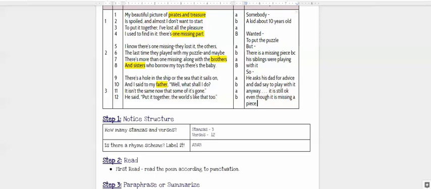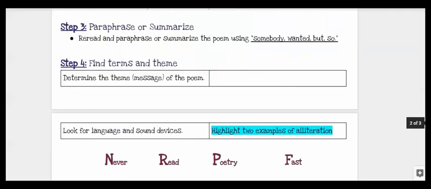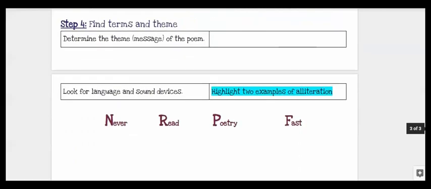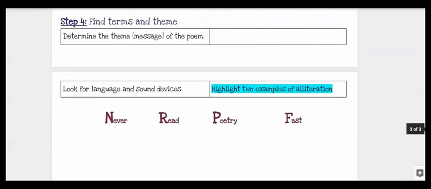Did you get something like that? I hope you got something similar to that. It doesn't have to be exactly like mine, but if you want to stop the video here and write in what I wrote in, you're welcome to do that, because this can be a good model when you're looking at other poems. And finally, we come down to step 4, which is called Find the Terms and Theme.